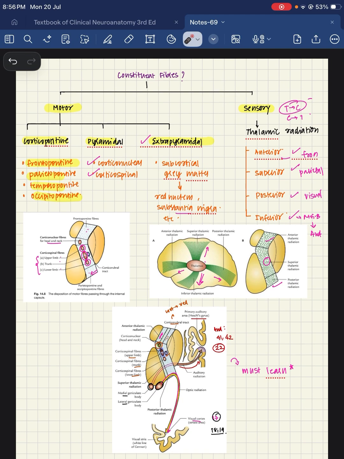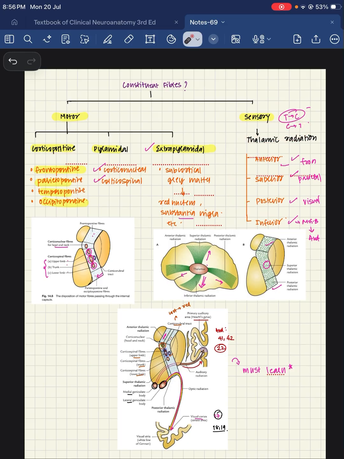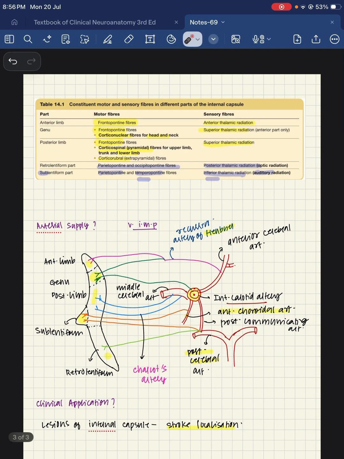Then we talked about the sensory fibers, thalamic radiations, the four types of thalamic radiations, and which part each goes to. Then we summarized the parts of the internal capsule and the fibers going through each part. Then we talked about the arterial supply. Mainly it is from the internal carotid artery and the posterior cerebral artery, the branches arising from these: the middle cerebral artery, the anterior cerebral artery, the anterior choroidal artery, and the posterior communicating artery, from which there are also some branches arising.